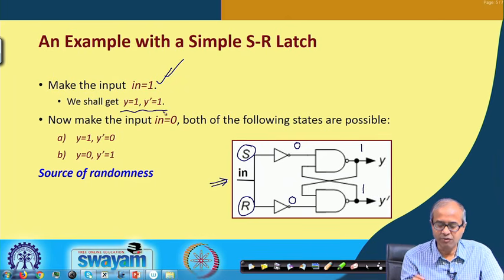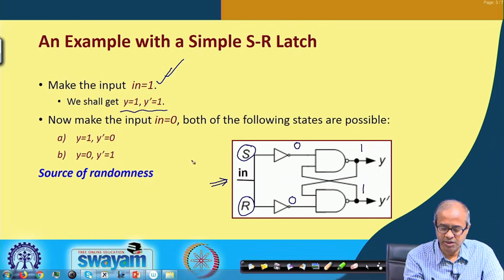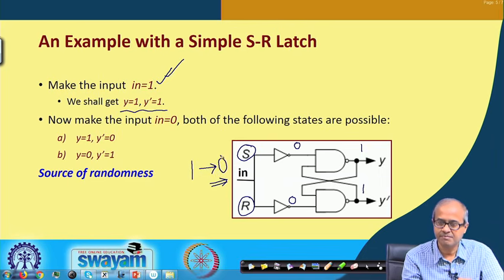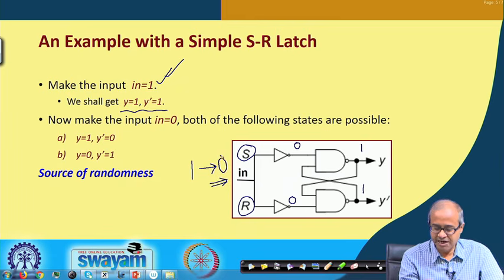Okay. Now, let us say this input was 1, and now I change it to 0. At this point in time both y and y prime were 1 and 1. As soon as I make it 0, the outputs of the NOT gates will both become 1.